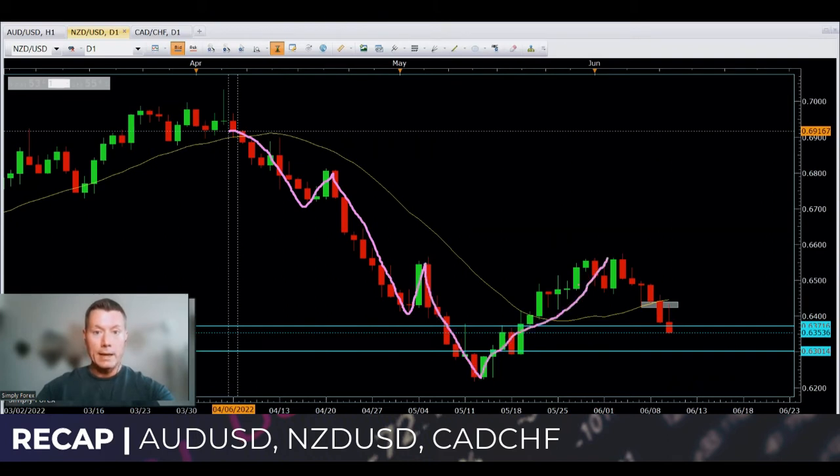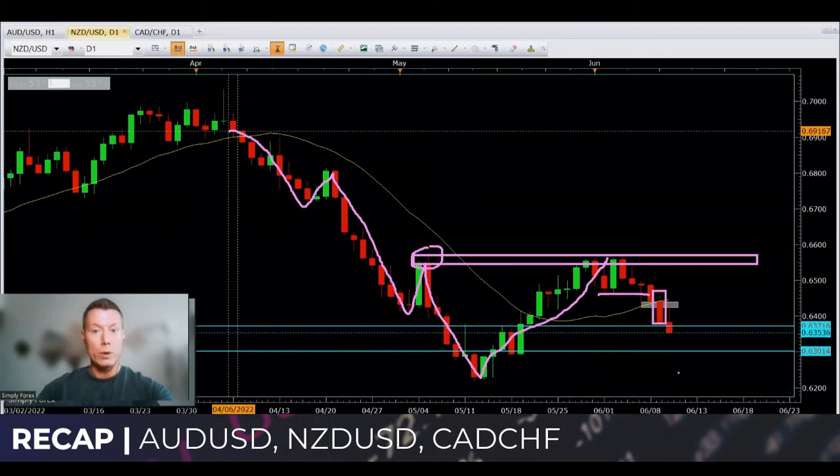And again, until this high is taken out, which it isn't, we are still in a downtrend. And sure enough, price reacted at this zone. This area was key, but it broke that, and we had this bearish candle form as well.